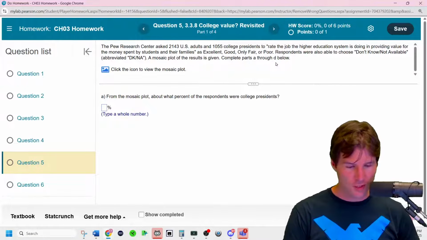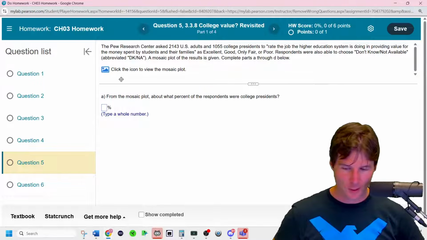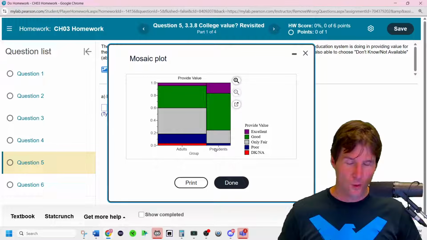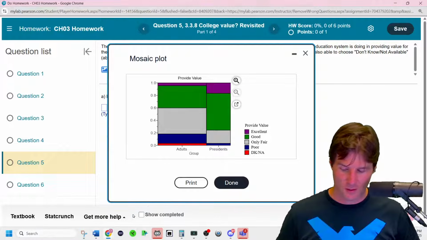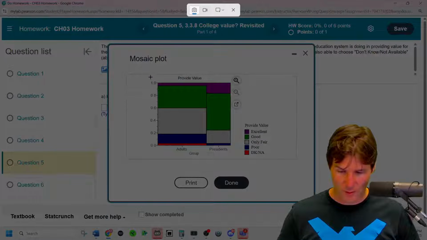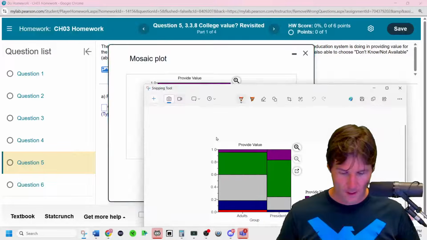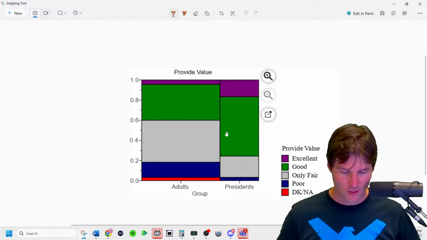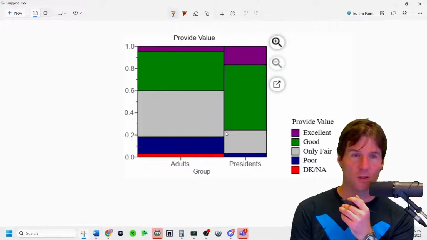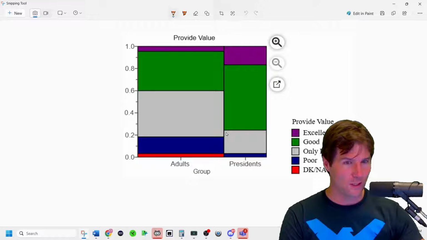Okay, Pew Research Center, investigating what people think about colleges. We got a mosaic plot. So if you look at this mosaic plot, they interviewed more who? Adults or presidents? So type A or P in the chat. We're going to talk about some terminology here. So A or P, adults or presidents? They interviewed more adults. Great job, Javante, right there.